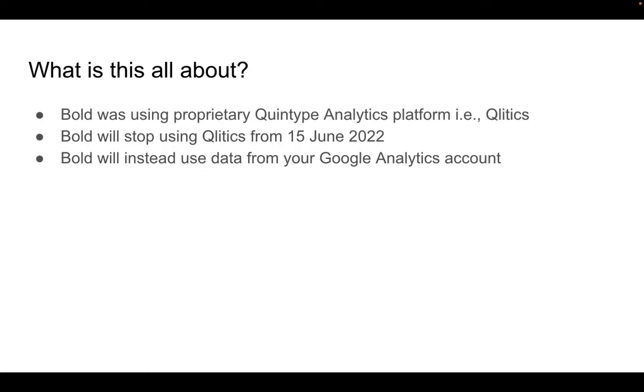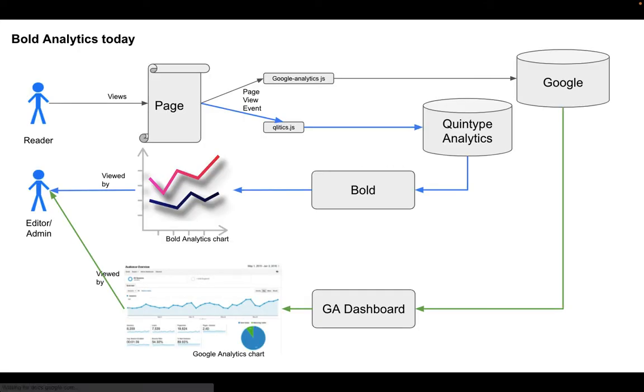Up until now, Bold was using the QuintType Analytics, also known as Qlytics, to collect, process, and then display that analytics data to the user in Bold. Come June 15th, 2022, Bold will no longer be using this, but will instead use data that is collected by Google Analytics to then process and be shown in the Bold UI.